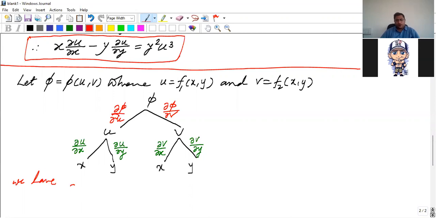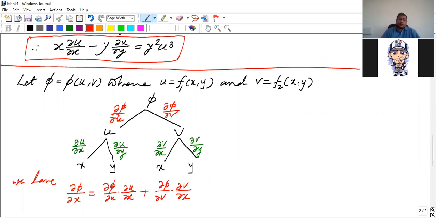Okay, so this way we'll have the formula. So phi we are considering a function of u and v, and u and v are functions of x and y. So ∂phi/∂x is equal to, for this branch we'll be having ∂phi/∂u times ∂u/∂x. So this is the branch. Now for this branch, what we'll be having, ∂phi/∂v times ∂v/∂x. Okay, so this way, if we want to find the derivative of phi with respect to x, we are able to find it like this.